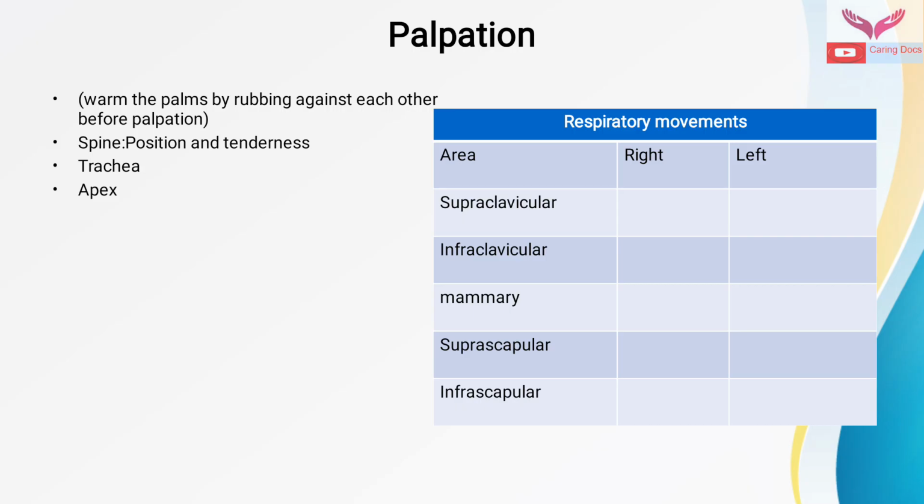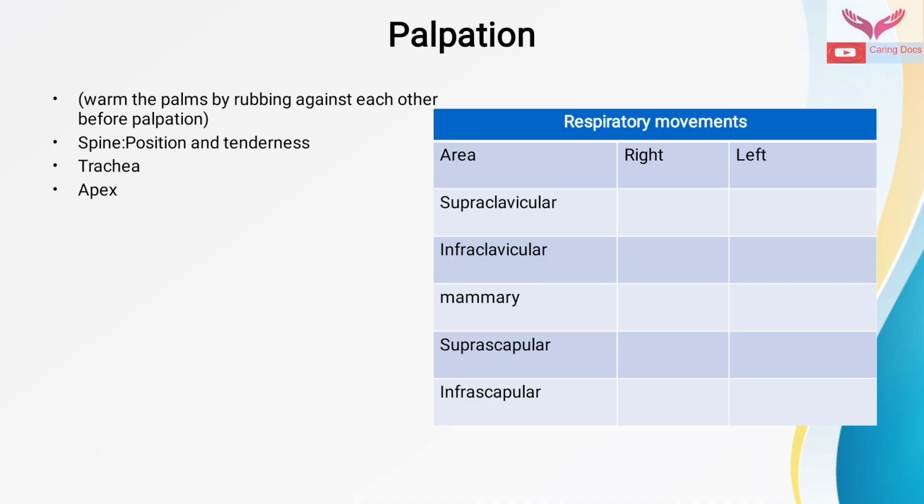While doing palpation, we first have to warm our palms by rubbing them against each other. We have to tell the patient that we are going to palpate his chest, and he should be comfortable with that and give consent. We have to check the position of the spine and any tenderness. We have to check whether the trachea is central or laterally placed. We have to check the apex beat and the respiratory movements which we saw in inspection. We have to confirm them by palpation.